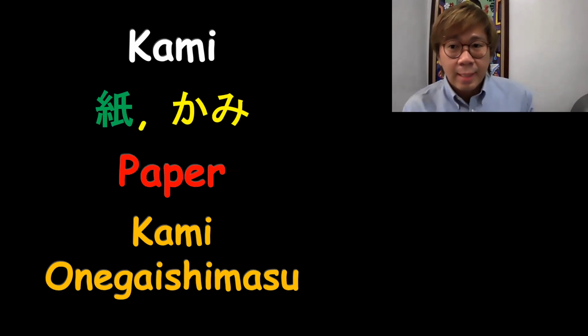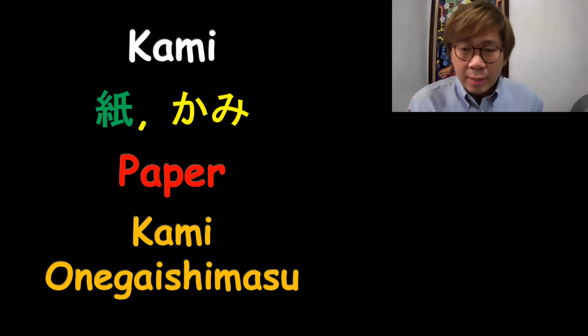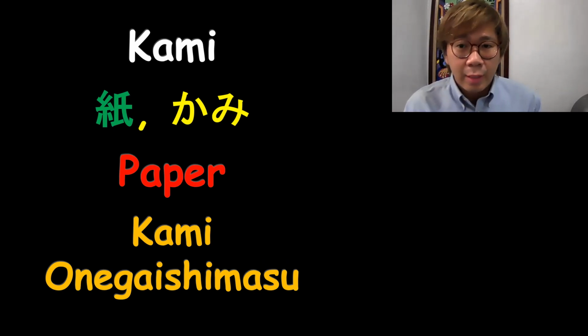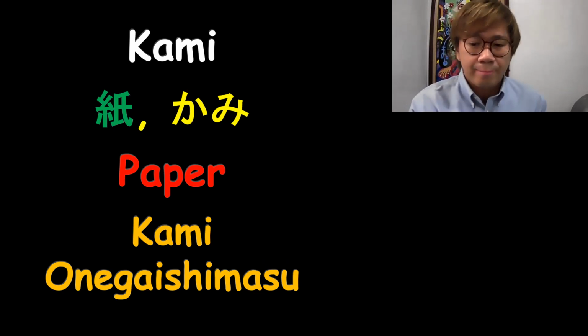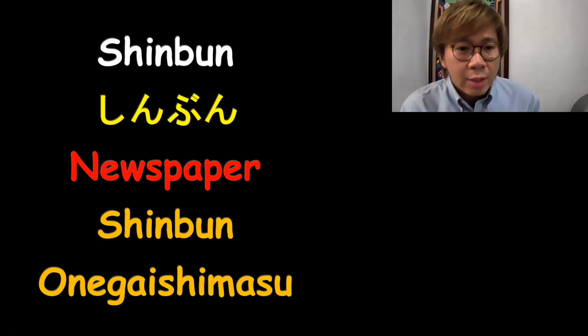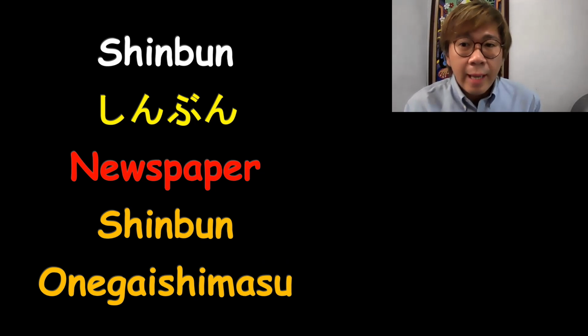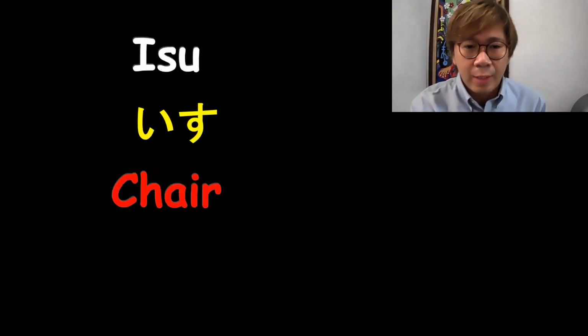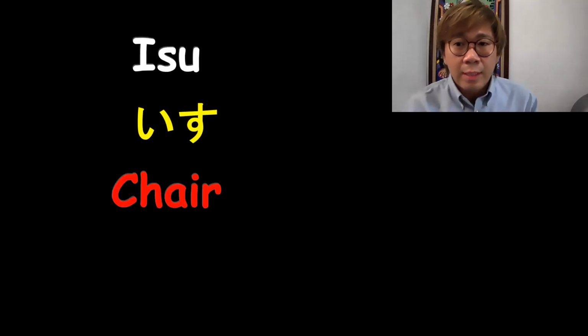Okay? Next, kami. So, kami is paper. Kami, onegai shimasu. Can you lend me a paper? Or can I have a paper? Okay. Next, shimbun. Shimbun onegai shimasu. Can I have newspaper, please? Or could I borrow your newspaper? So that's the, okay. Next, isu. Isu, chair.